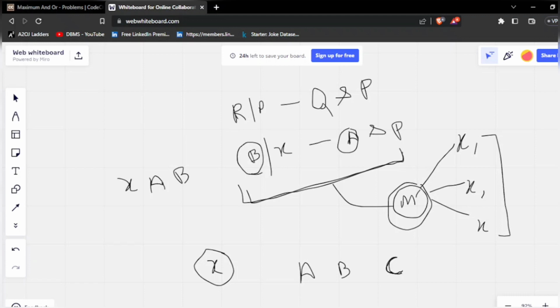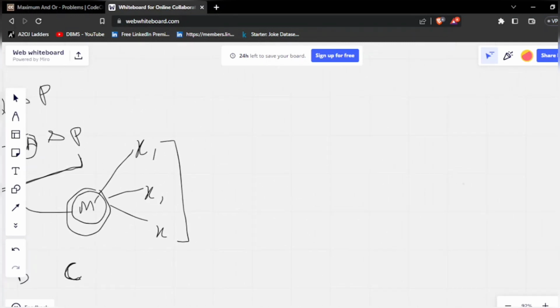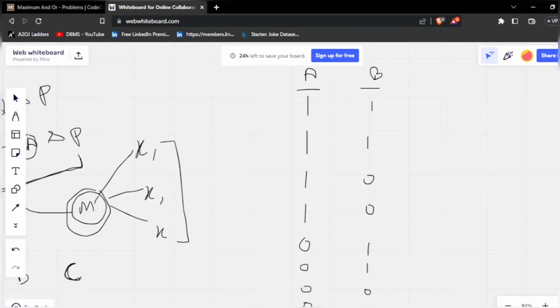I have done this question by forming a logic array. I've written all the possibilities for a: 1 1 1 1 0 0 0 0, which are 4 ones and 4 zeros. These are the possible bits that we can get as an input for a, and for b it can be 1 1 0 0, again 1 1, and then again 0 0.